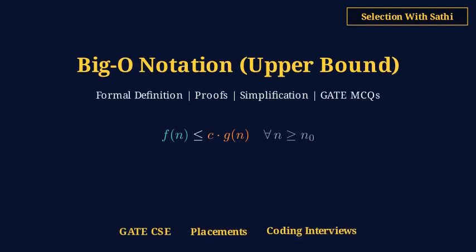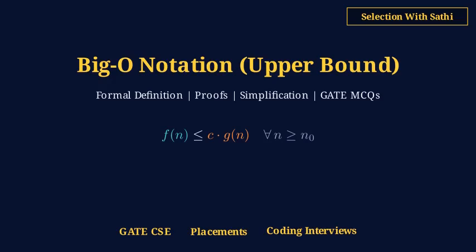Today we will deep dive into Big O notation, the formal way to describe the upper bound of an algorithm's running time. Whether you are preparing for GATE CSE, campus placements, or coding interviews, Big O is one of the most frequently tested concepts. We will cover the formal mathematical definition, how to actually prove that a function is big O of another, and work through several textbook examples step by step. By the end of this video, you will be able to tackle any big O question with confidence.